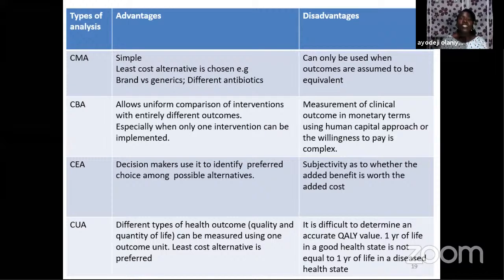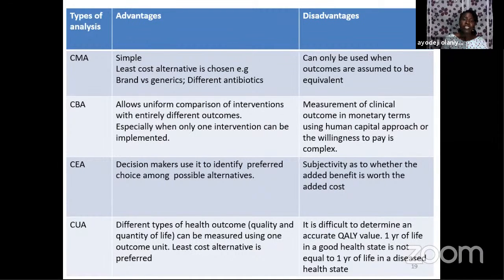So all these analyses have their advantages and disadvantages, and that would help to determine which one to use for your analysis. The CMA, that's the cost minimization analysis, since it's assumed that all the outcomes are equivalent, it can only be used when outcomes are assumed to be the same.